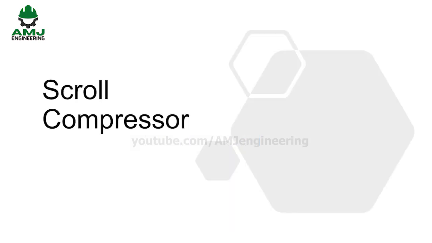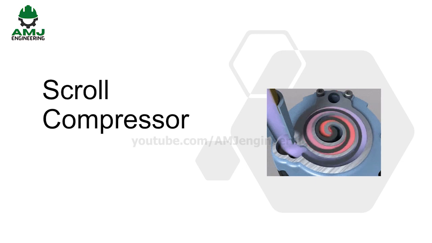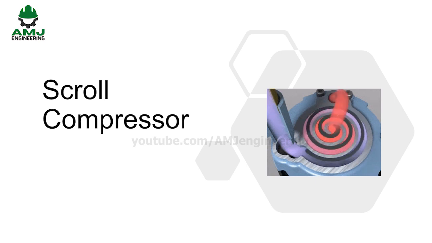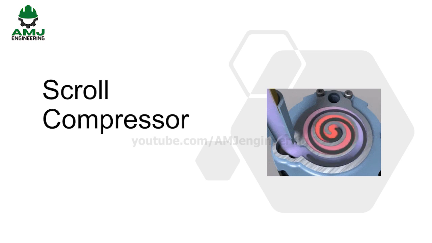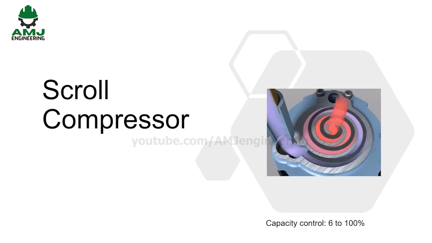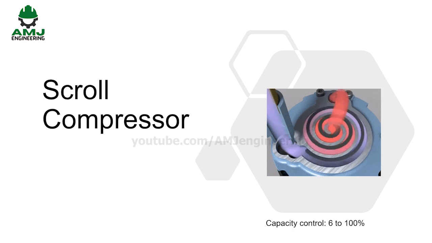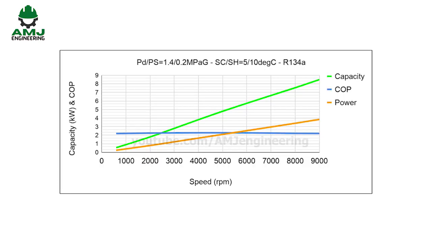The modern VRF technology uses an inverter-driven scroll compressor. Here is a short animation showing a cross-section of scroll compressors and their working principle. The inverter scroll compressor changes the speed to follow the variations in the total cooling and heating load. The capacity control range can be as low as 6% to 100%. Let's see how the inverter scroll compressor works.